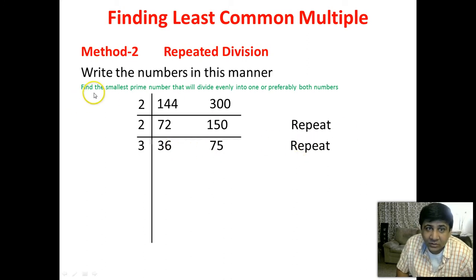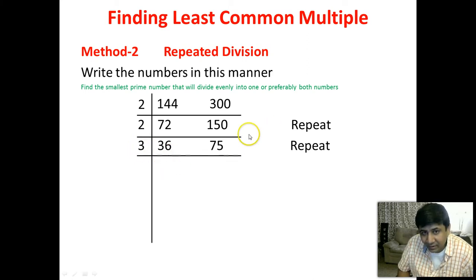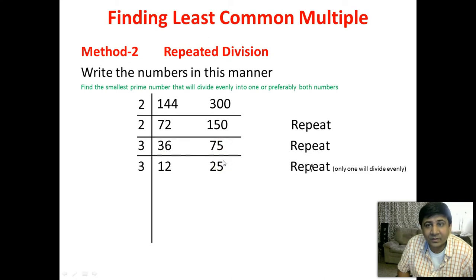I go back to this one here, find the smallest number that will divide both evenly, or at least one. This time I'm dividing by 3 there. It will give me 12 there and 25 there. Now this time again, repeat this process.